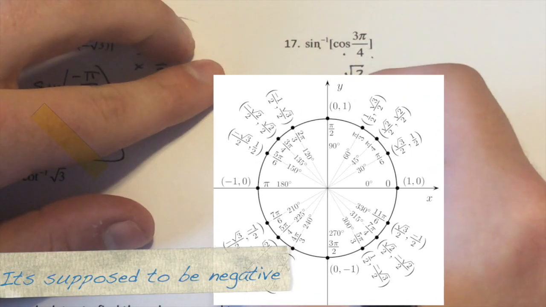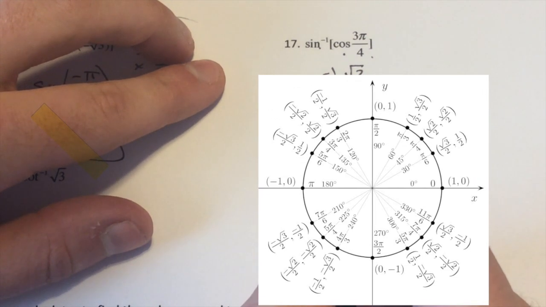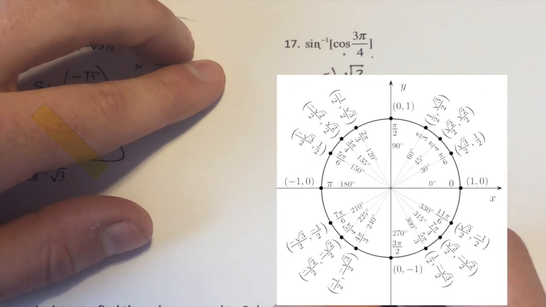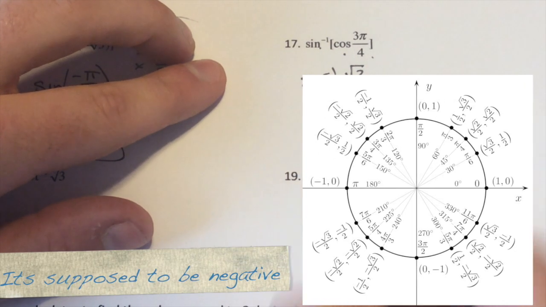That's in the second quadrant. So I want to know at what angle is sine root 2 over 2. Now we look at our unit circle again. We see that sine is root 2 over 2 at pi over 4.